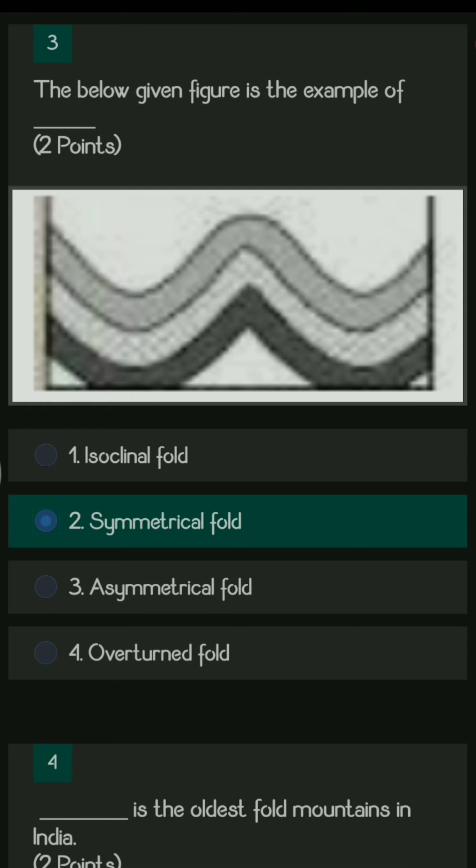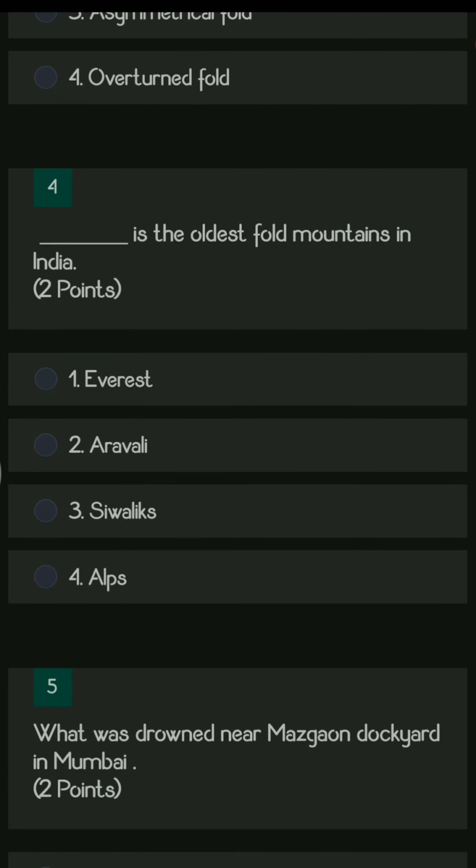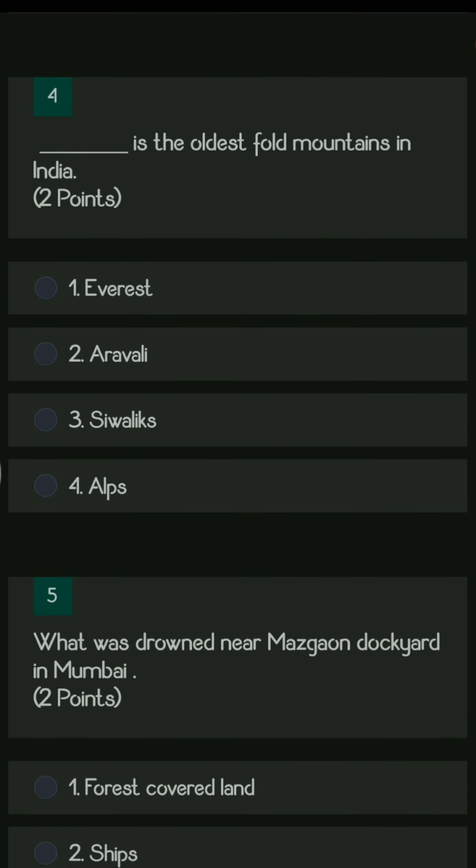Now, the next question is: dash is the oldest fold mountain in India. The options are Everest, Aravalli, Sahyadri, Alps. The oldest fold mountain in India is Aravalli.